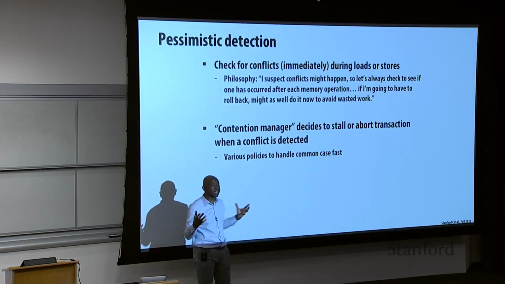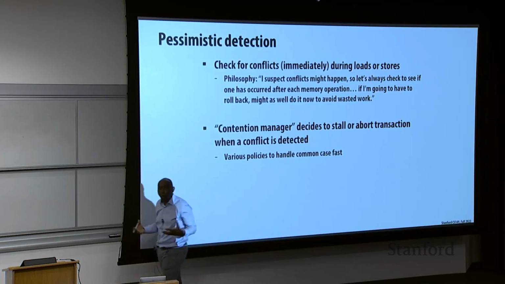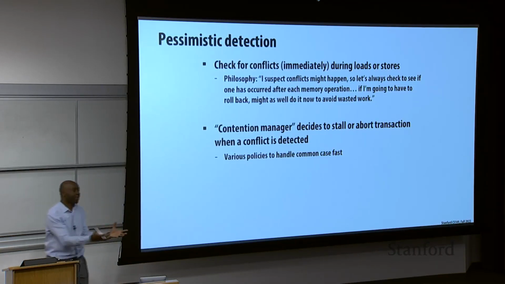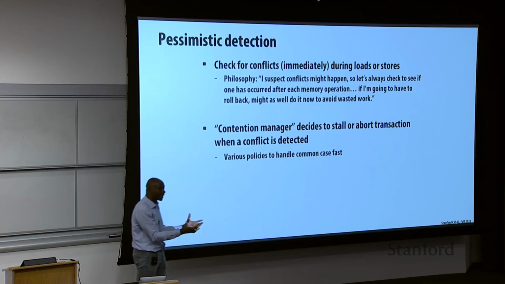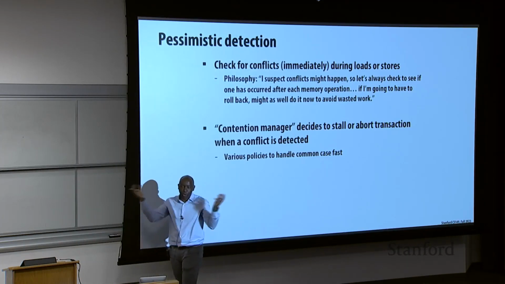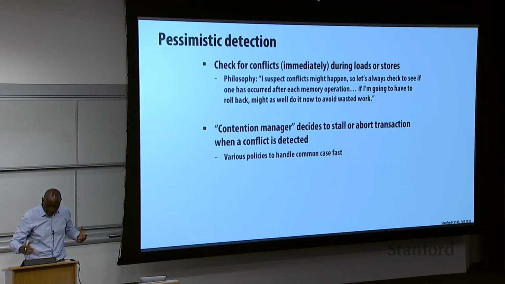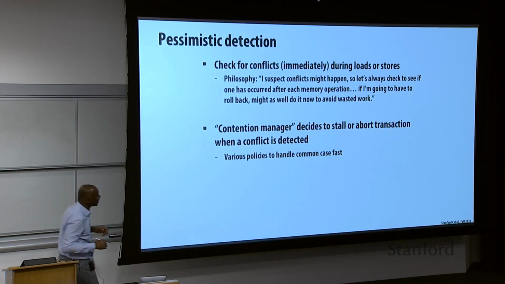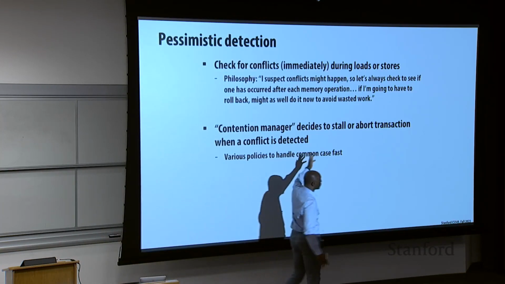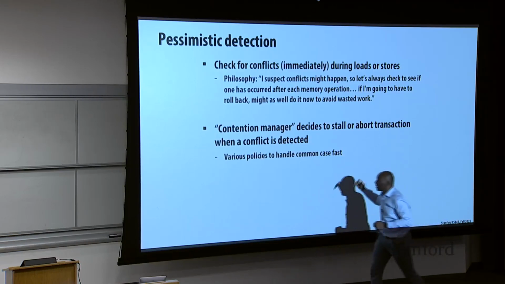There's pessimistic detection, or encounter detection is another name for it, where you assume that the transactions are going to conflict, and you want to find the conflict as soon as possible. That's why it's called pessimistic. Then the contention manager decides whether you should stall or abort the transaction. And we'll look at examples where we do both, right?